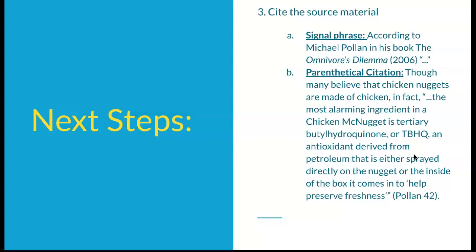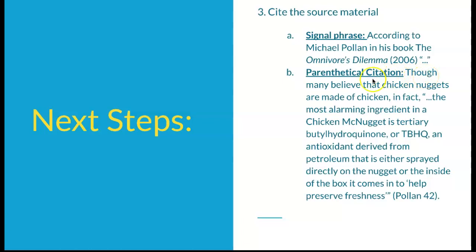When you put things into your argument outline, if you've not already done so, make sure you are citing your source material. As you know, we have 2 ways to cite source material. We talked about this before spring break, and also you're going to be doing some library tutorials to help you with citation. So you can cite through a formal signal phrase. That might look something like this, according to Michael Pollan in his book, The Omnivore's Dilemma from 2006, and then there's a quote. Or you could do it parenthetically, which means in parentheses.